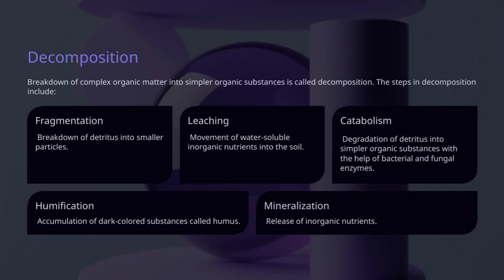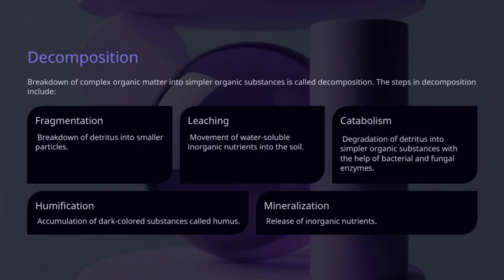When detritus breaks down into simpler organic substances, this process is facilitated by bacterial and fungal enzymes, and we call this catabolism. It's essentially the breakdown of complex organic matter into more basic compounds. As this happens, inorganic nutrients are released in a process known as mineralization. This is important because these nutrients become available for uptake by plants and other organisms. Water-soluble inorganic nutrients then move into the soil, a process called leaching, which helps distribute these nutrients throughout the soil profile.